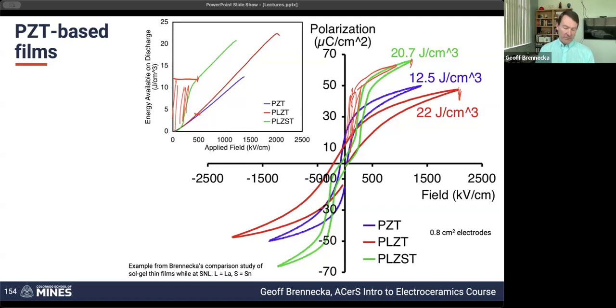So as I mentioned before, lanthanum and tin are very common additives to stabilize the anti-ferroelectric response in thin films or in bulk materials. Also, niobium instead of lanthanum is another donor dopant that helps out. All right, so any questions on anti-ferroelectrics?